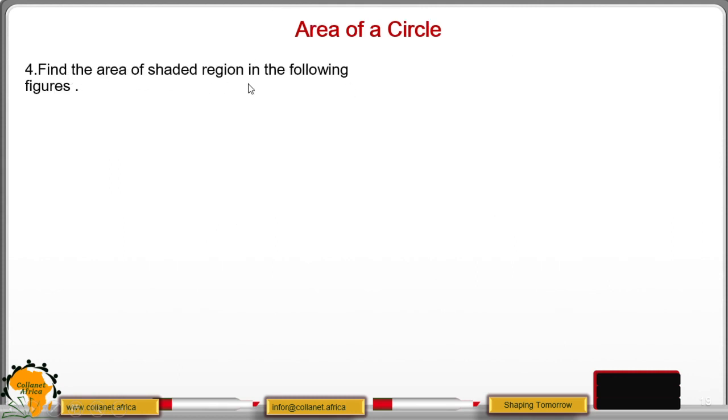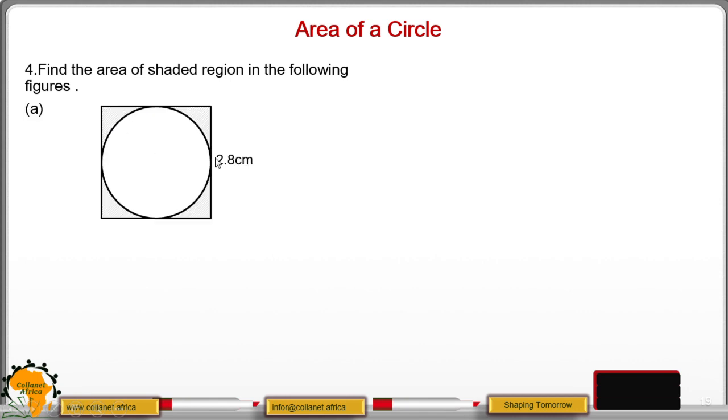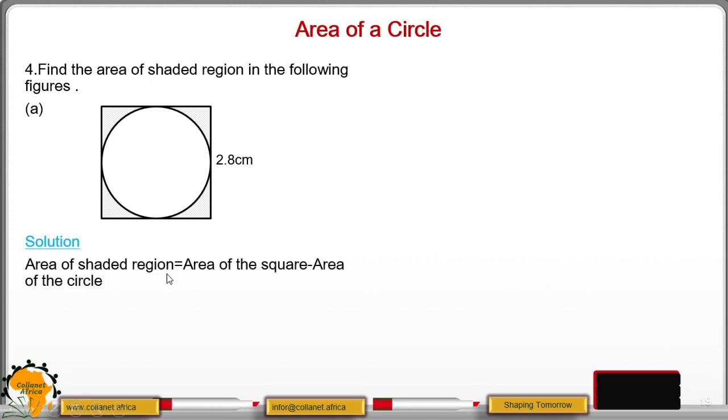Find the area of shaded region in the following figures. We have our first figure here. We want to get the area of shaded region. If you look at this figure, this is a square. Then inside the square, we have the circle. So the area of the shaded region will be the area of the square minus the area of the circle. So the area of the square will be 2.8 times 2.8, whereas the area of the circle will be pi r squared.